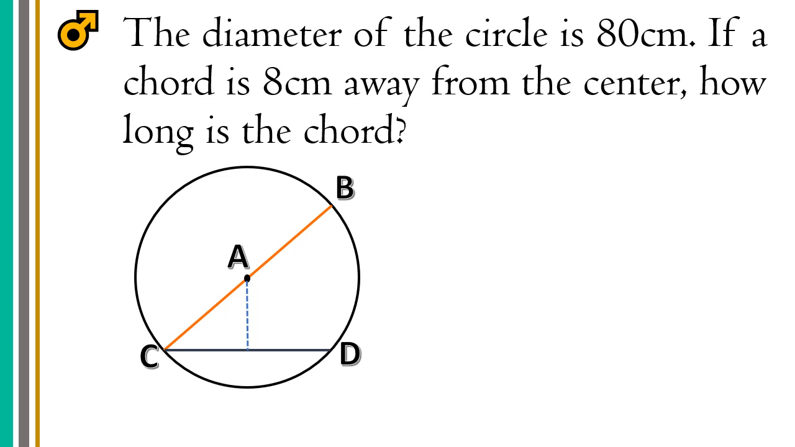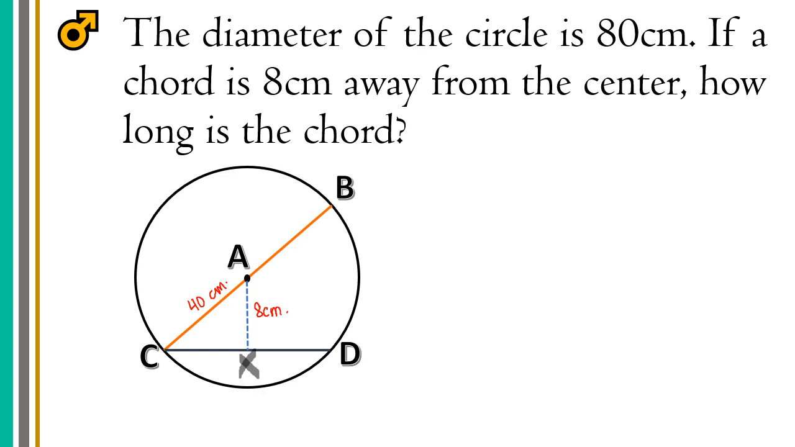Okay, but let me name this first, so that we can be more specific. So let's plot first the given data. It is mentioned that the diameter is 80 centimeters, but here we're going to use the detail for radius only. So let us get half of 80, and that is 40 centimeters. And how about the measure of line segment AX, or the distance of the chord from the center? It's given as well, which is 8 centimeters.